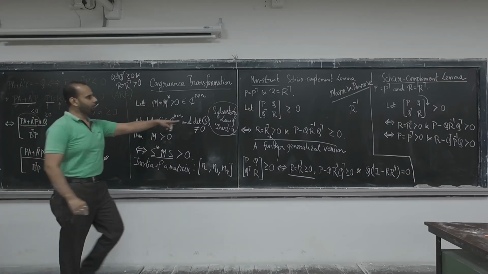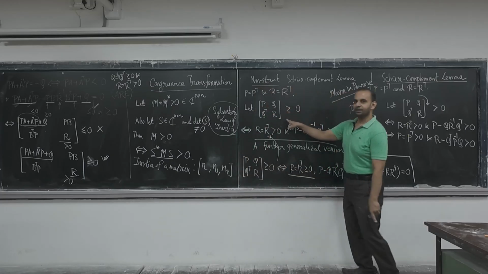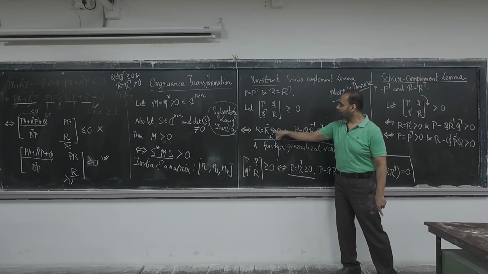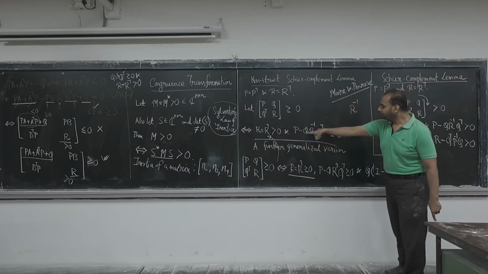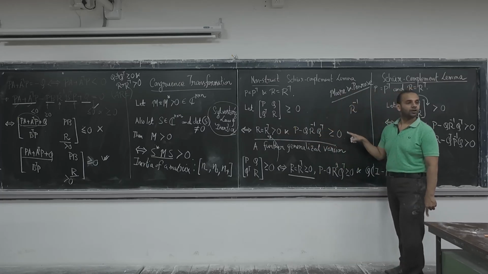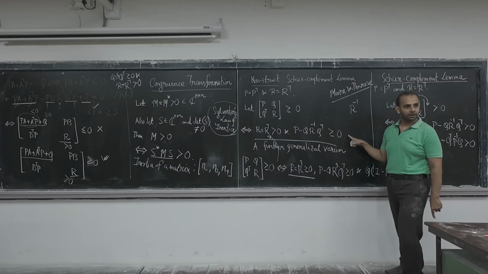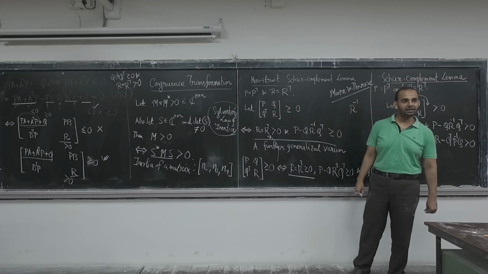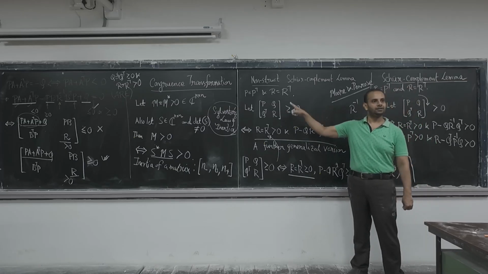Why? Because if you come back here, what is the condition? As I hold this greater than or equal to 0, if and only if R is positive definite and then P minus Q R inverse Q transpose is greater than or equal to 0. Here the condition is only P equals P transpose. We don't need a definiteness here. That's why.